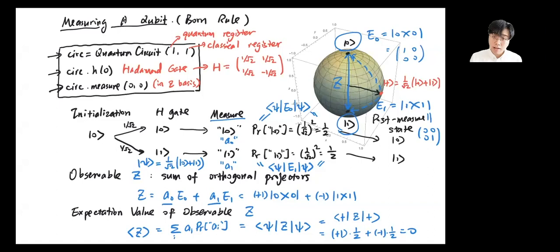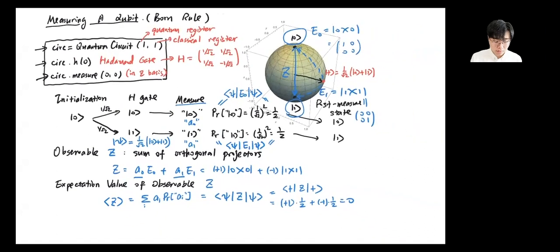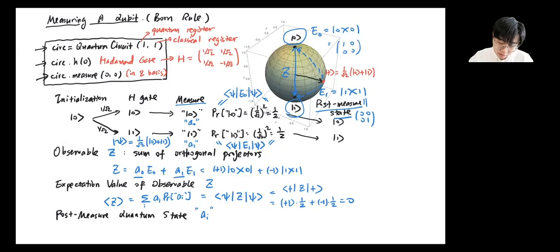Now, another thing we care about is the post-measurement quantum state. When the measurement outcome is A sub i, or measuring i, then the quantum state becomes psi prime equals E sub i times psi, the input, over the square root of the inner product ⟨psi|E_i|psi⟩.